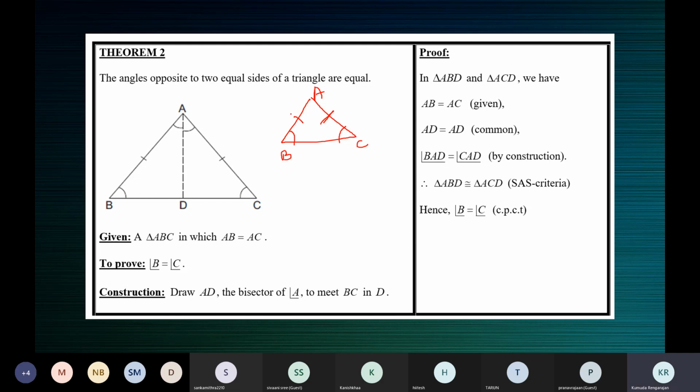So you need to prove that in a triangle when two sides are equal, AB is equal to AC, the angles opposite to them are also equal. That is, angle C is equal to angle B. Because angle C is opposite to this side. Angle B is opposite to this side.